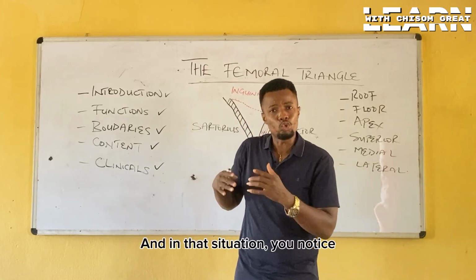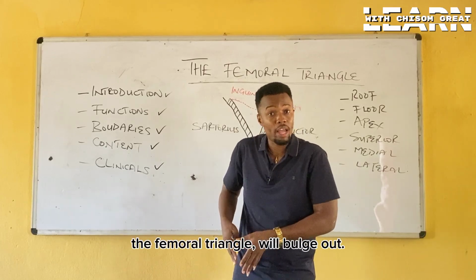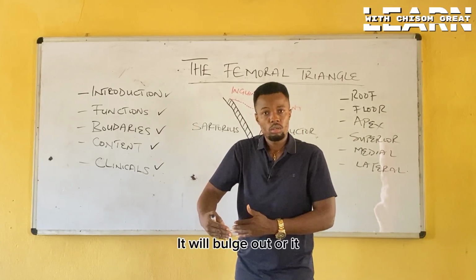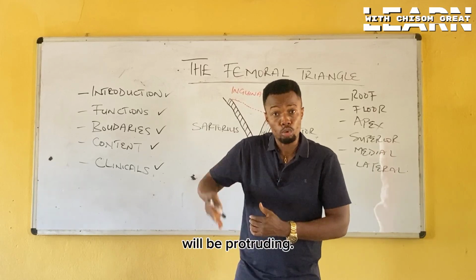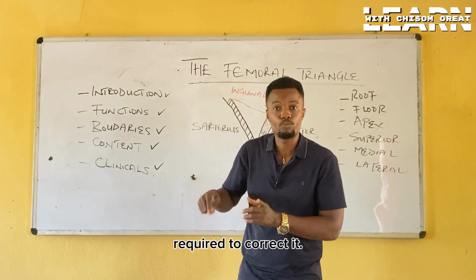And in that situation, you notice that the anterior aspect of the thigh, that is the location of the femoral triangle, will bulge out. It will be protruding. So in this situation, surgery is required to correct it.